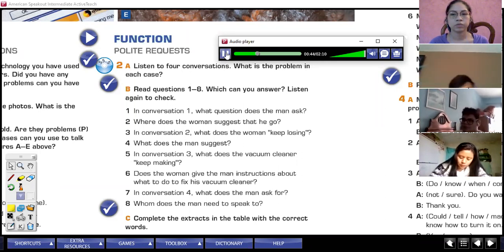Do you know what the problem is? Let me have a look. There's a lot of stuff on here. Why don't you save the documents onto a memory stick?